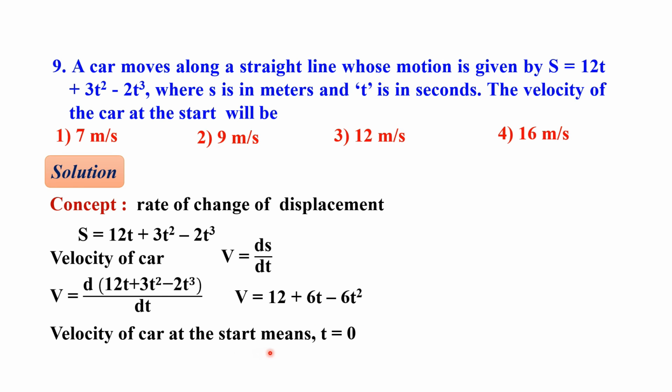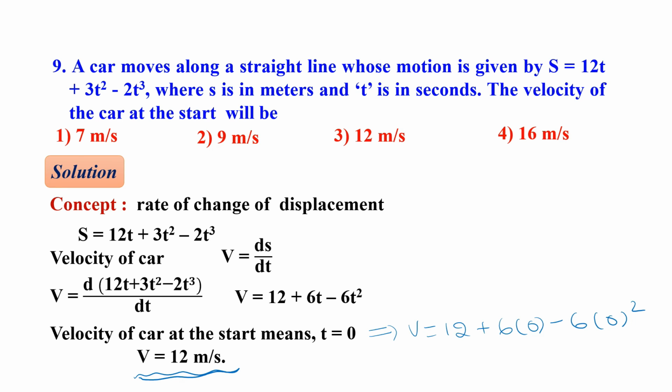Velocity of the car at the start means t is equal to 0. Substituting t equal to 0, v is equal to 12 plus 6 into 0 minus 6 into 0 whole square. So 12 plus 0, that is 12. So v is equal to 12 meters per second. So the correct option is 3. Third option is correct. Okay.